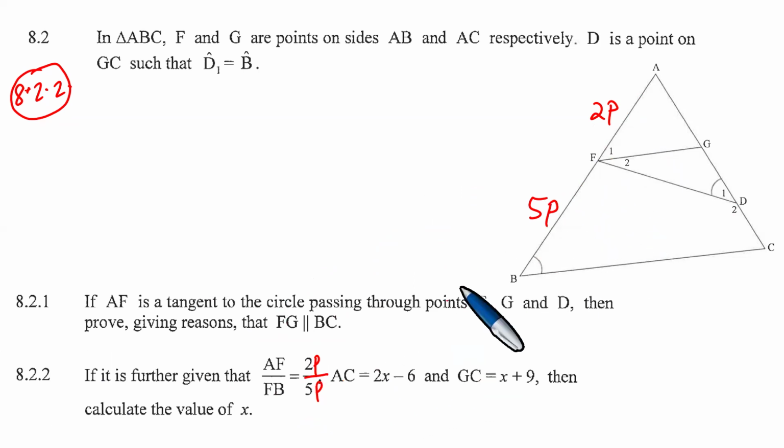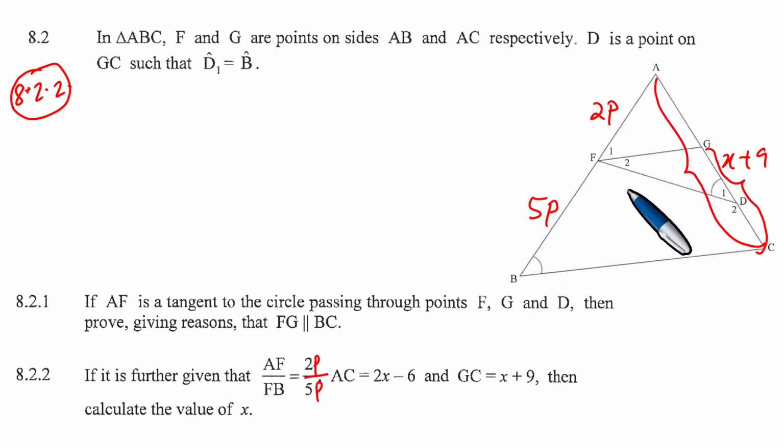Okay, and then we have also been given that AC is 2x minus 6, and GC is x plus 9. X plus 9 is overall GC, and then you have the AC, which is 2x minus 6. Then calculate the value of x.